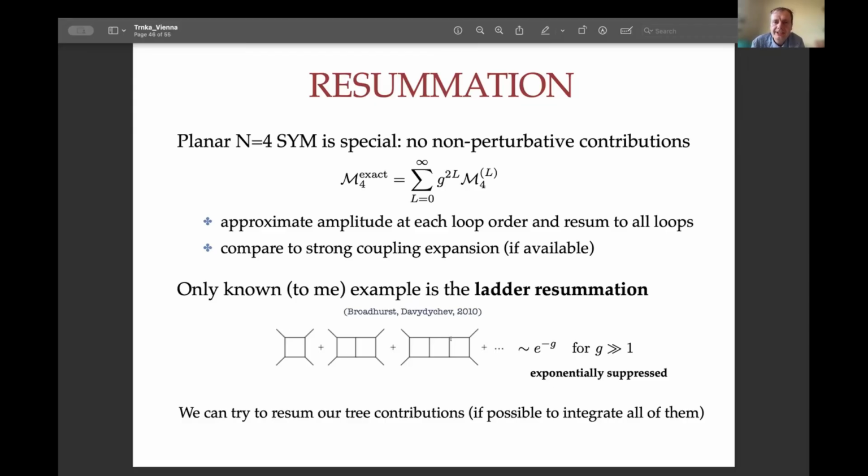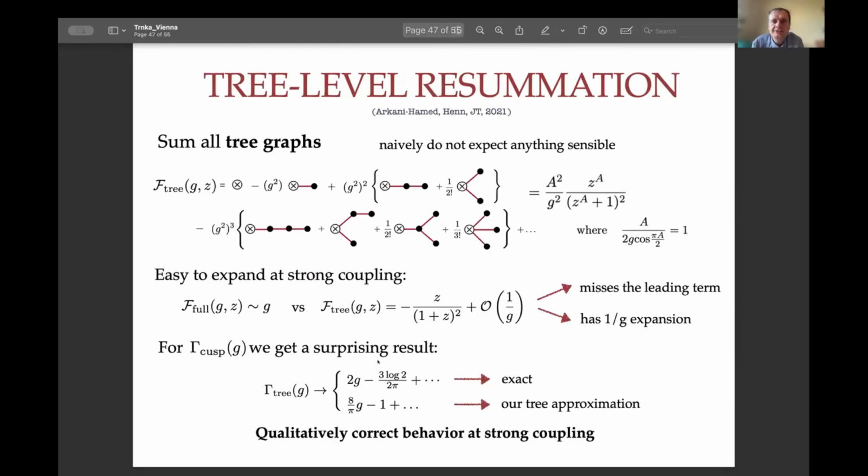Now, for this ladder resummation, there was a very nice observation that if you go to strong coupling, the result is exponentially suppressed. So we would like to see what happens with these negative geometries, because we know that the object that we are actually constructing, this f function, should be linear in G at strong coupling. So if we resum all contributions, can we get a result which is linear?